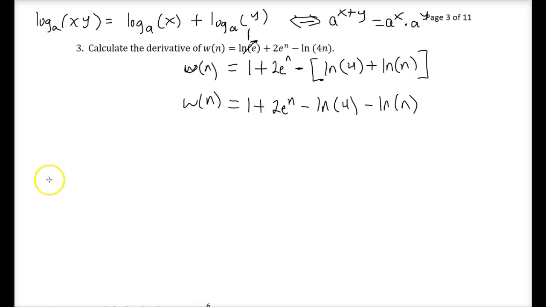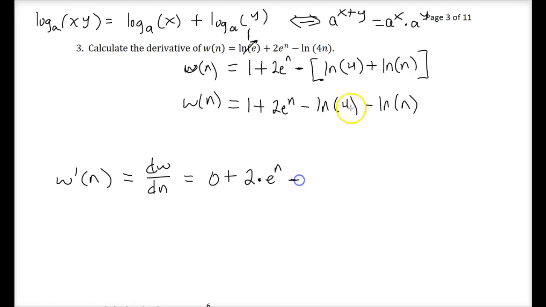Now when we figure out the derivative of w of n, whether you want to write it in prime notation or Leibniz notation, we know that the derivative of any constant is 0. So the derivative of 1 is 0. Since we have a constant multiplied times e to the n, we can just write that, and we know that the derivative of e to the n is just e to the n, just like the derivative of e to the x is just e to the x.